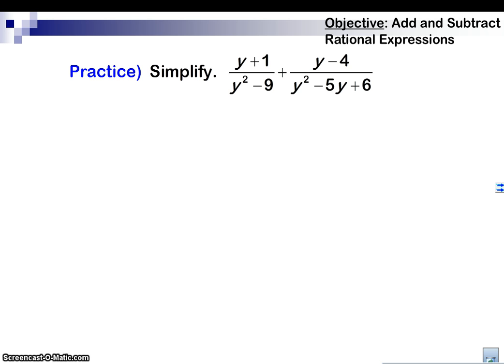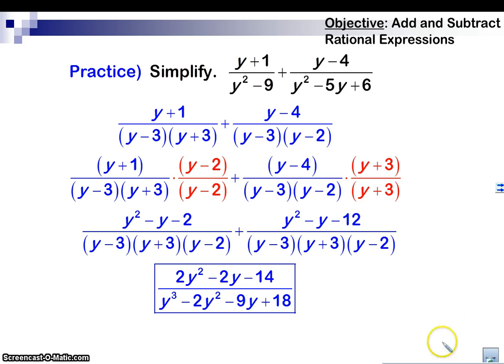Here's a practice problem for you, so why don't you pause it for a second and go ahead and do the practice problem. All right, here's the solution. Like you see here, we did multiply all this out to get this y cubed. Make sure you notice you're missing the y minus 2 here, so you multiply that. You're missing the y plus 3 there, so you multiply that. All right, let's take a look at another example.